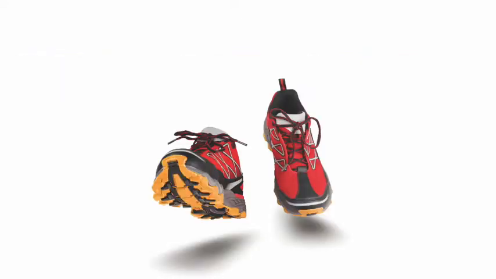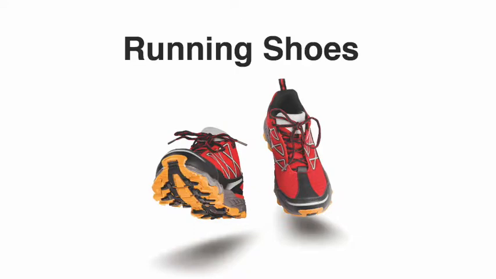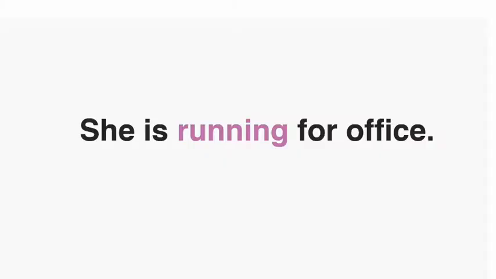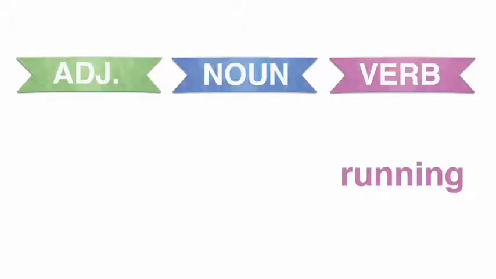I like his running shoes. Here, running is functioning as an adjective describing shoes. It's called a verbal adjective, but it's still an adjective. She is running for office. Now finally, in this sentence, running functions as a verb.